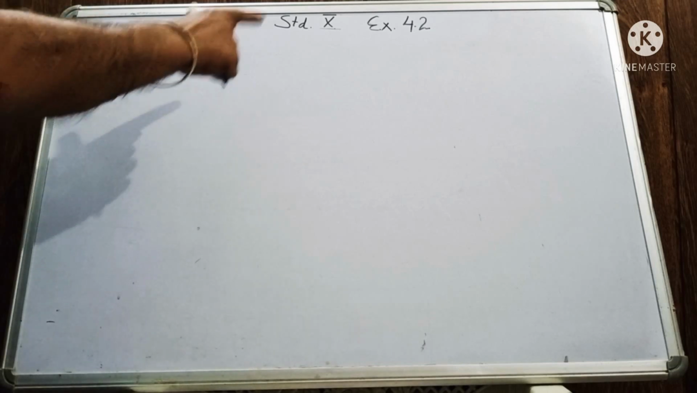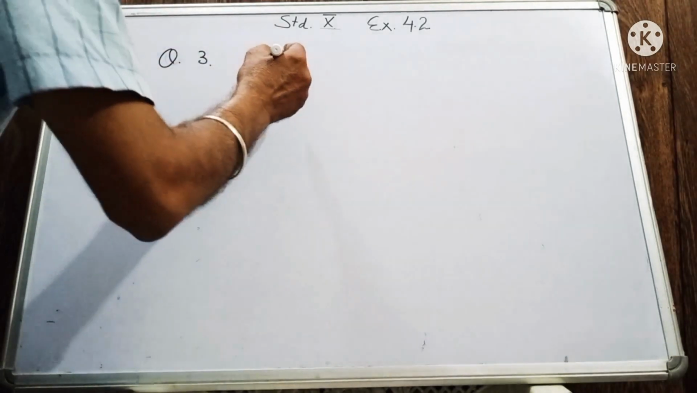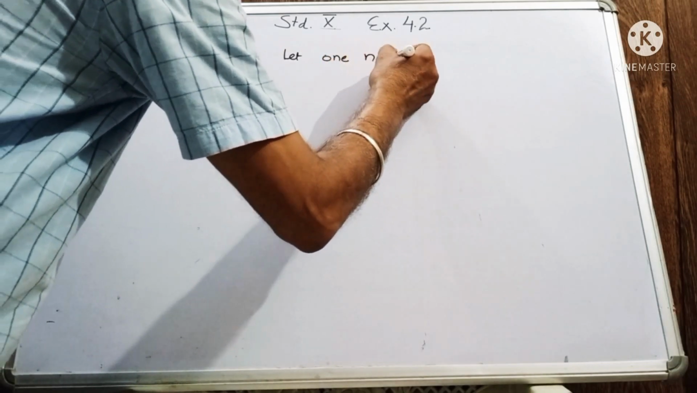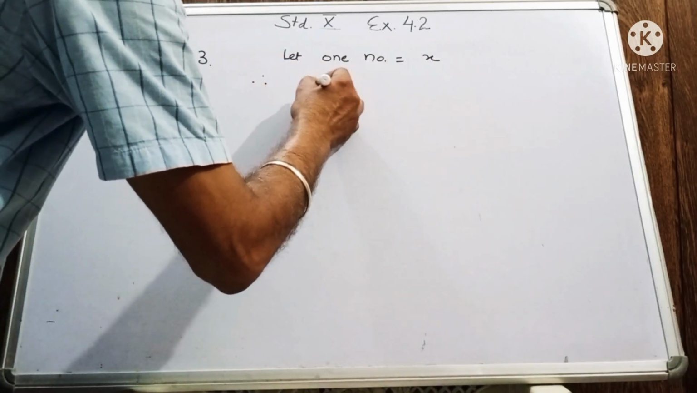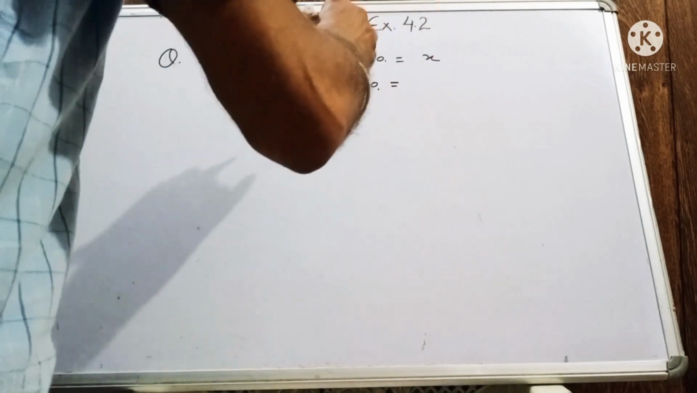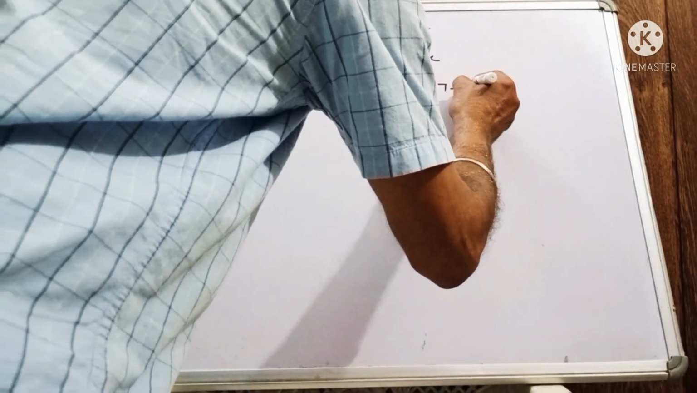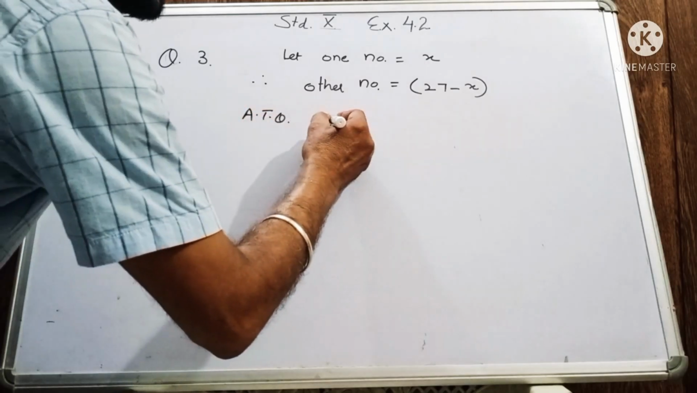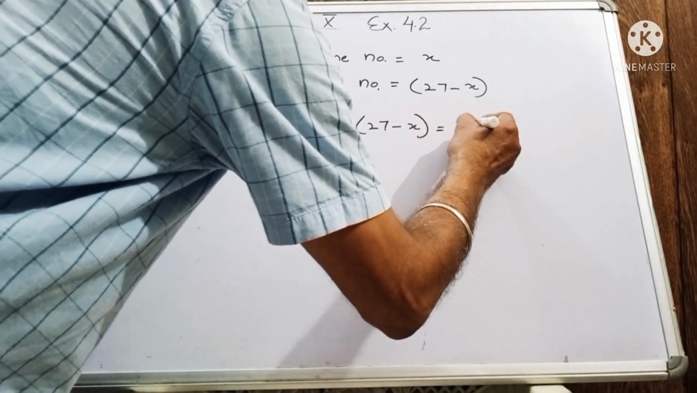Now we will do question number 3 of this exercise. Find two numbers whose sum is 27 and product is 182. Let one of the numbers be x. Therefore, the other number will be, as the sum is 27, one number is x, the other number will be 27 minus x. Now according to the condition given in the question, product is 182, that is x into 27 minus x is equal to 182.